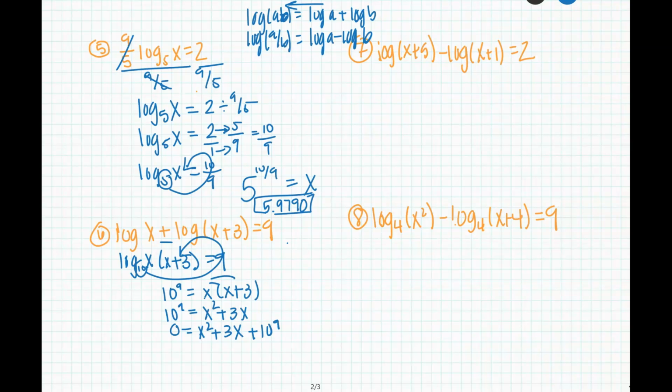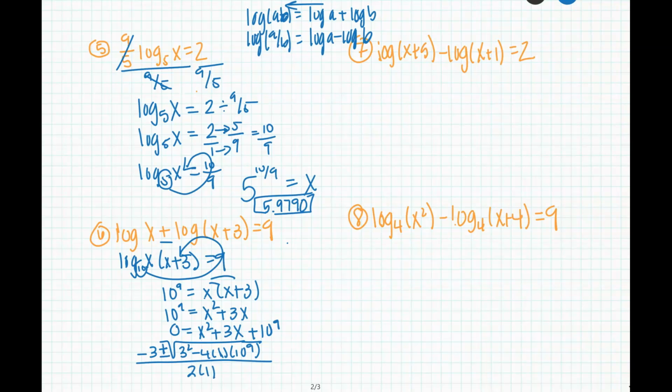Now, sadly, you do have to use quadratic formula on this. So you're going to have to say negative b plus or minus the square root of b squared minus 4ac. And I'm just leaving that 10 to the 9th because I don't want to write out a bunch of zeros. That's like a million or something. Divided by all over 2a, so 2 times 1.